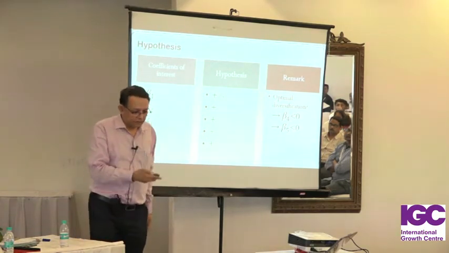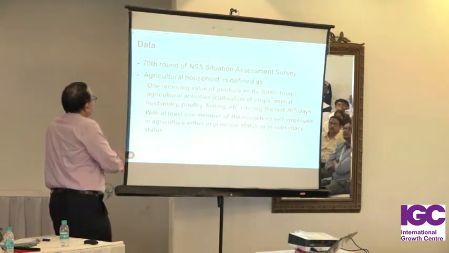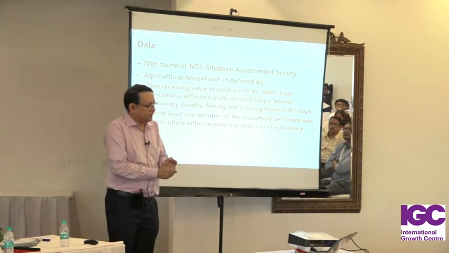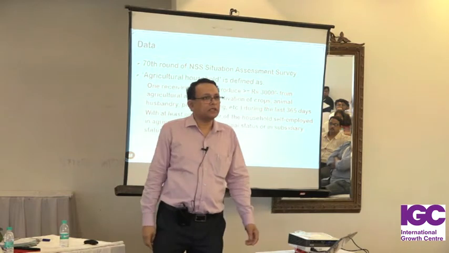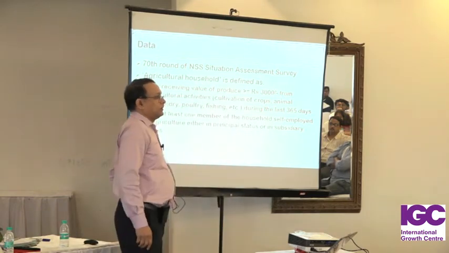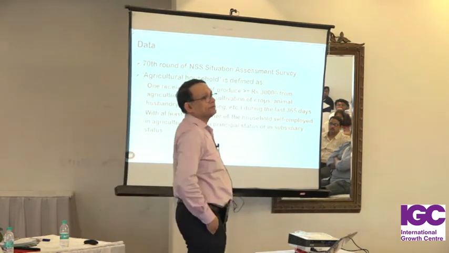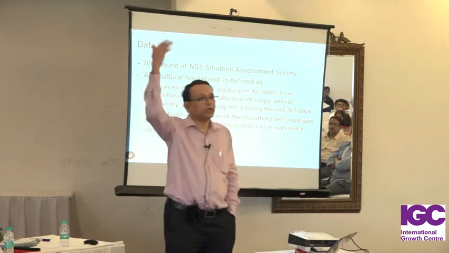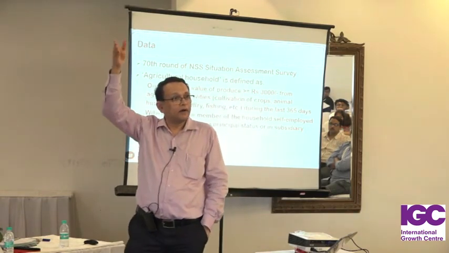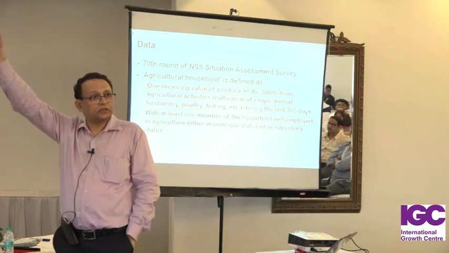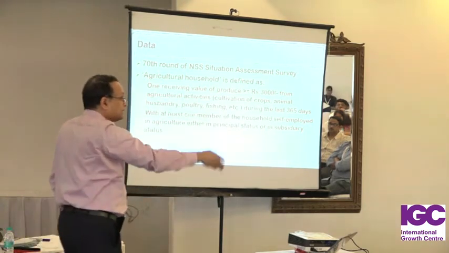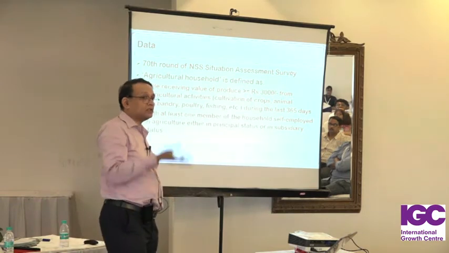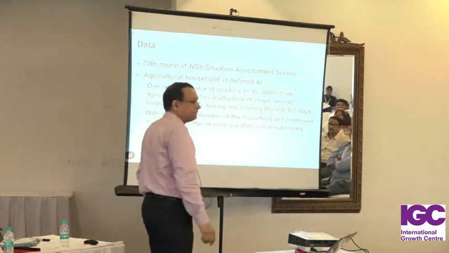This is our hypothesis. Okay, the data is the NSS Situation Assessment Survey round. Now, here is where the trouble starts. Who is an agricultural household? So the question of assessing: should I count it in agriculture or should I count it in non-agriculture? How do I assess it? My fundamental question is, who is a farmer?